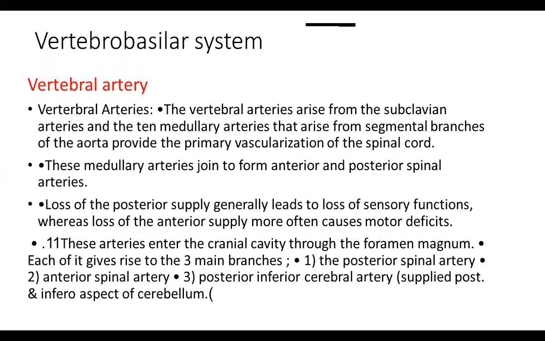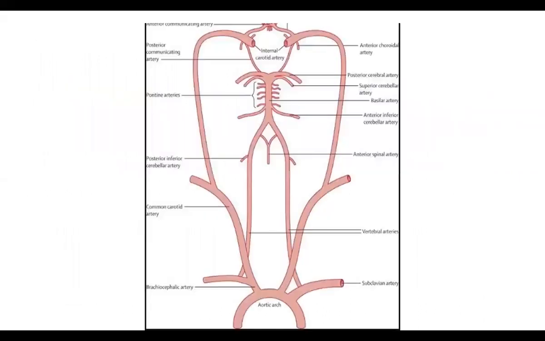This artery enters the cranial cavity through the foramen magnum. Each gives rise to three main branches: the posterior spinal artery, as we mentioned in the spinal cord, the anterior spinal artery, and the posterior inferior cerebellar artery, which supplies the posterior and inferior aspect of the cerebellum.